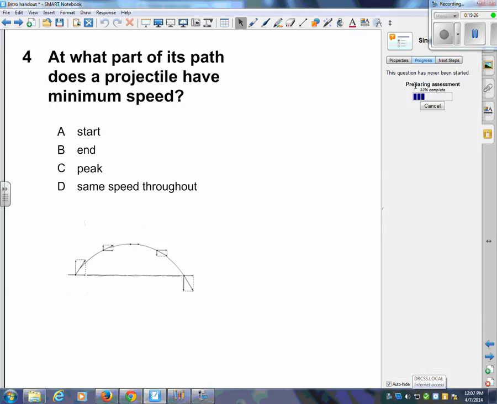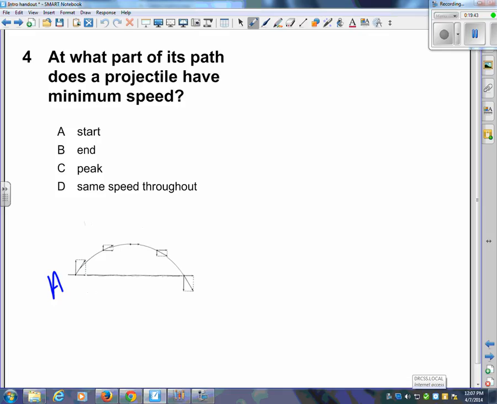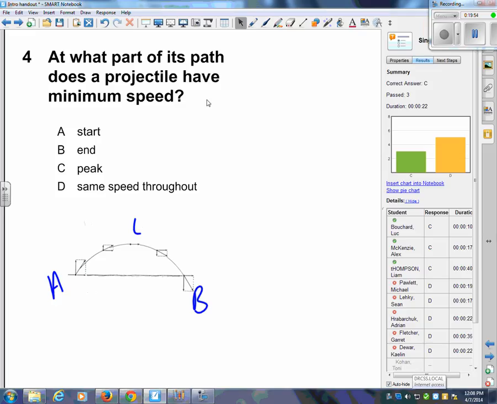At what part of its path does a projectile have minimum speed, the smallest speed? Is it at the start? Is it at the end? Is it at the peak? Or is it the same speed throughout? There is no air resistance. Correct answer? Survey says? Correct answer is C, at the peak.